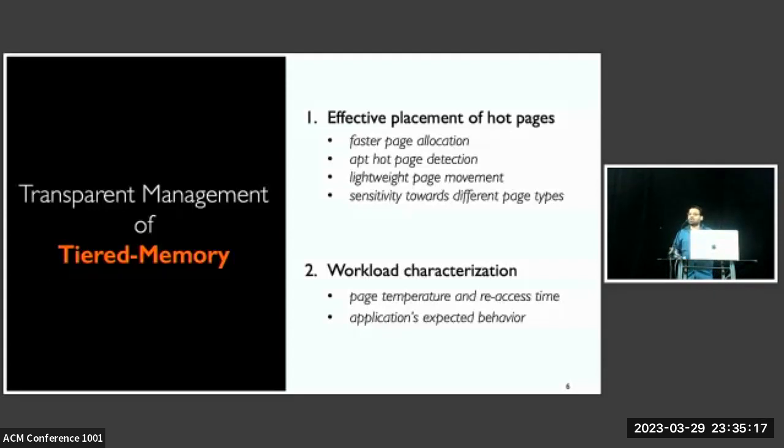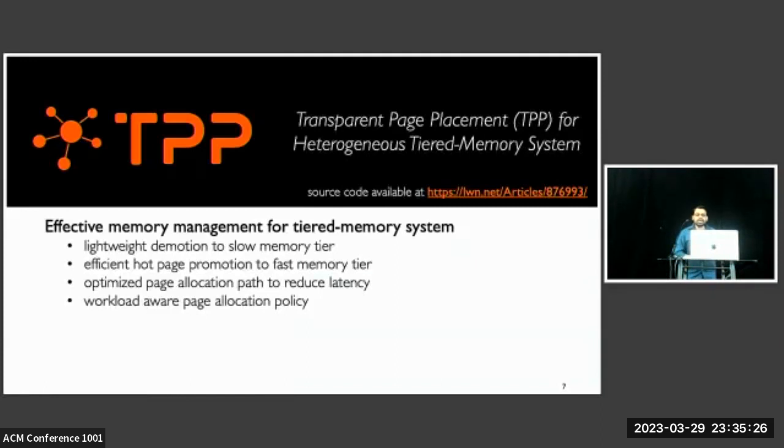So for time constraints in this talk, I'm going to talk mostly about the first challenge, that is how we are going to efficiently manage hot fractions of pages. And to do so, we designed TPP, which is an in-kernel transparent page placement mechanism for tiered memory systems. It employs a lightweight demotion mechanism for warm and colder pages. And this is complemented by an optimized and apt hot page detection and movement mechanism.